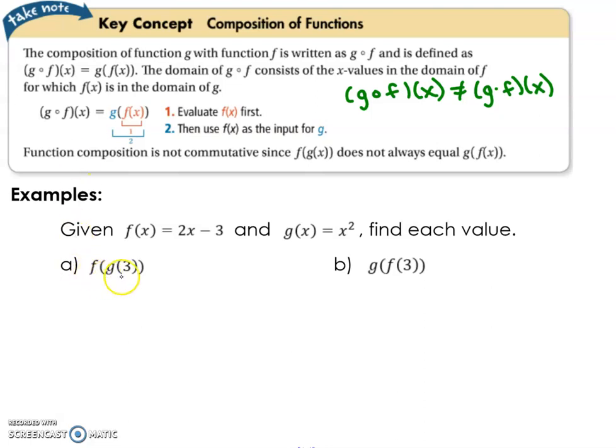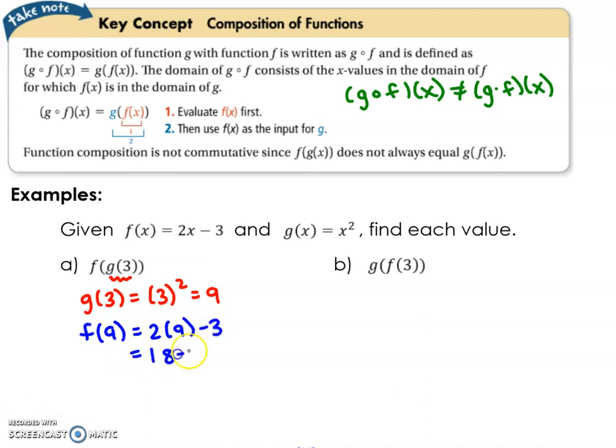So here we have f of g of 3. We have our two functions f and g. We always want to start with the interior function, so g of 3 first. We're going to go to our g function and plug in 3. So 3 squared gives us 9. Then we take the answer we got, 9, because that's g of 3, and plug that into the f function. So f of 9, we're going to do 2 times 9 minus 3, which gives us 18 minus 3, which is 15.